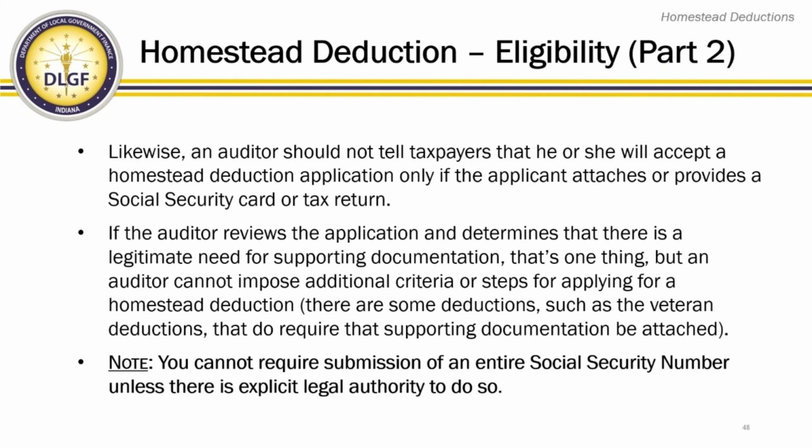Likewise, the auditor should not tell taxpayers that they will not accept the application for the homestead deduction if they don't provide a copy of their Social Security card or tax return. They can provide a portion of the tax return, or they can show it to you to not keep on hand. And for the Social Security card piece, we'll get into that a little bit later as to why you shouldn't expect or ask them to provide a copy of that card. But if in reviewing the application there is legitimate need for supporting documentation, there are additional criteria that can be added for taxpayers, because again, the statute gives a list of examples, but it is not meant to be an exhaustive list.